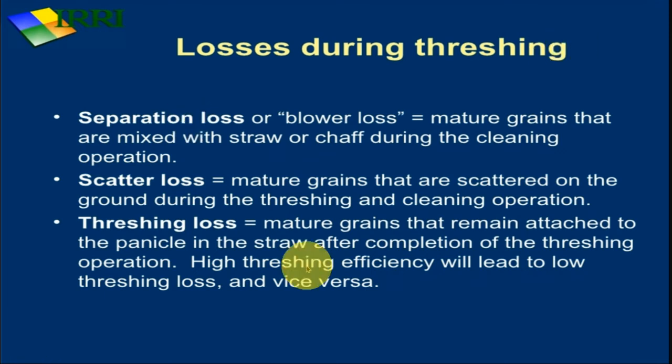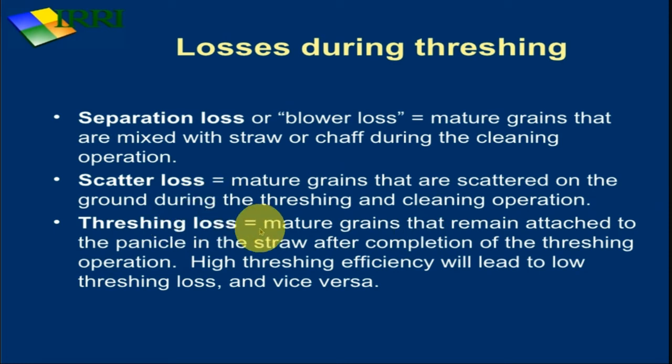Losses during threshing, that was the losses during harvesting. Here threshing, separation loss or blower loss: mature grains that are mixed with straw or chaff during the cleaning operation, means the outer layer, that is called the chaff, is separated during the process of threshing from the main grain. The main grain mixed with the chaff is lost because we cannot separate it from the chaff. Next is scatter loss: mature grains that are scattered on the ground during the threshing or cleaning operation, means the grains simply scattered on the ground.